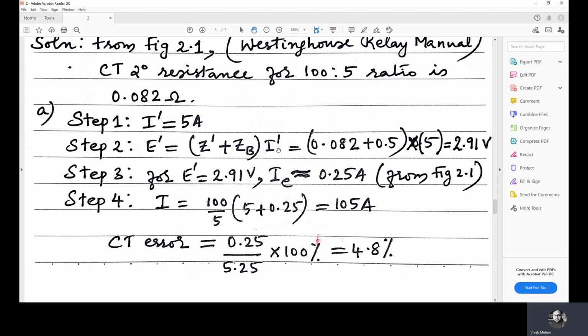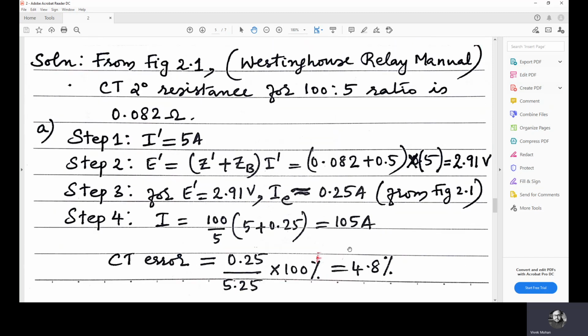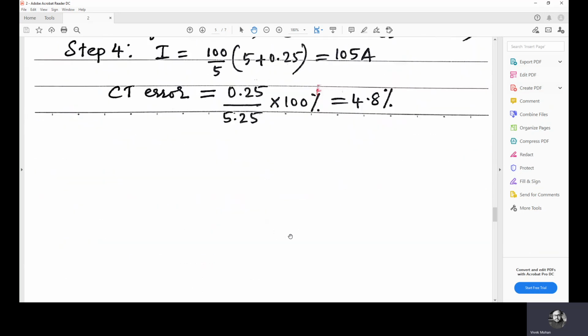So if the excitation current is very high, then the I dash value will not reflect the actual full secondary current, because maybe the current transformer might have already entered into its saturation region. So for very high IE values, you may get the same E dash values, right? A proportionate production of flux may not be there. So that may be the reason for a high CT error. So this is the CT error.